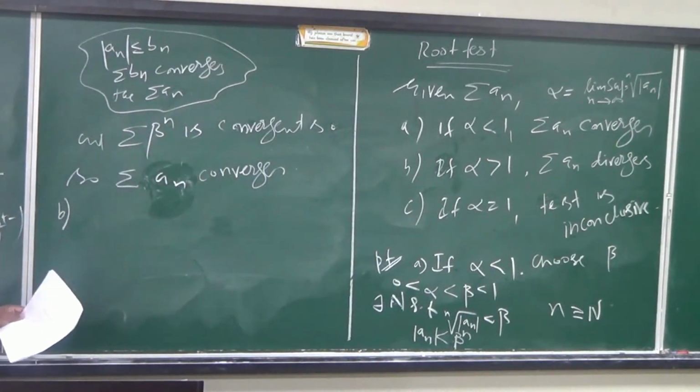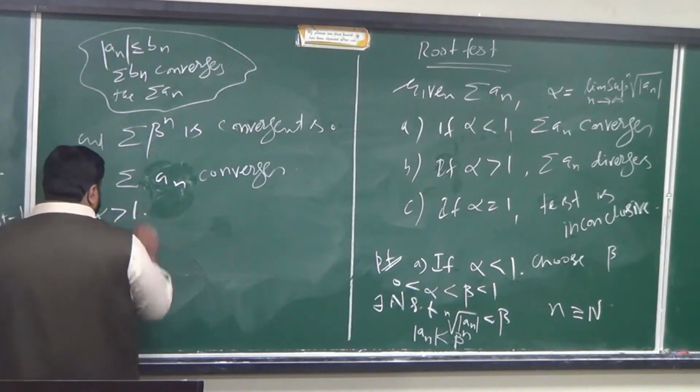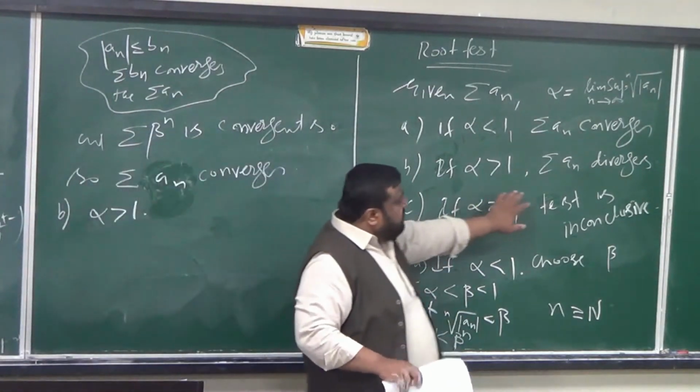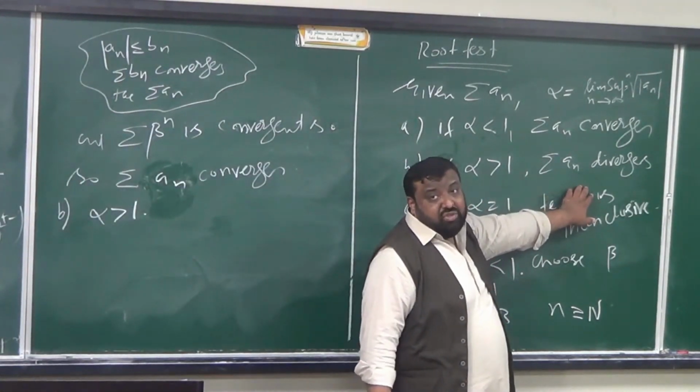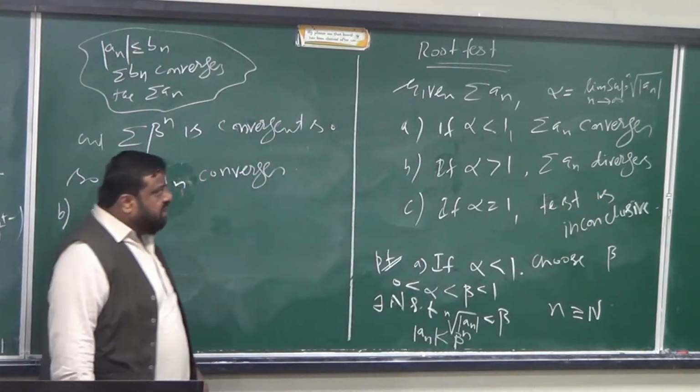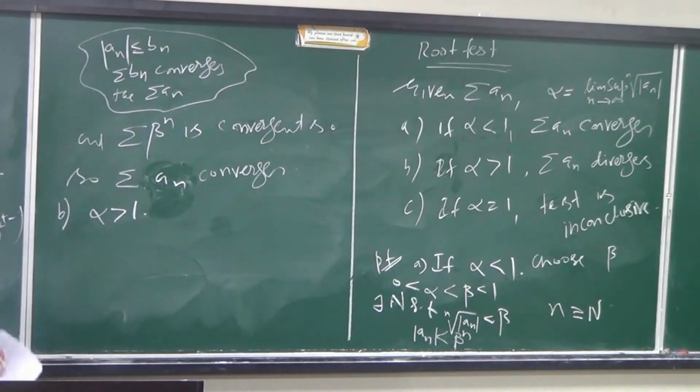Why? The B part should be true. So consider the second case, alpha bigger than 1, or 1 over alpha is less than 1. We need to show that this diverges. If you have to show that this diverges, then we have to show that the last term, a_n, is not 0. You can show it from this.